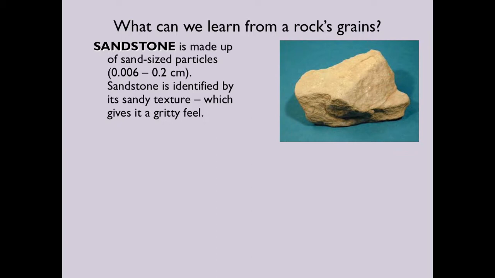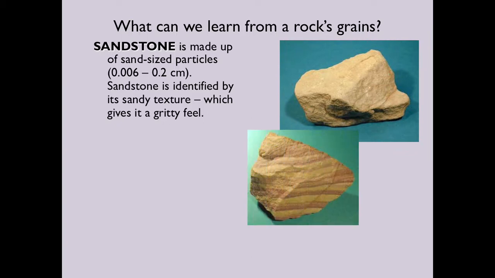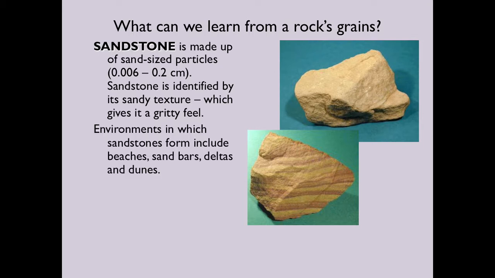A sandstone, on the other hand, is made up of sand-sized particles, sandy texture, gritty feel. Environments that might form that include beaches, sandbars, deltas, dunes. So different types of environments than what would form a conglomerate. So that's a summary of sedimentary rocks.